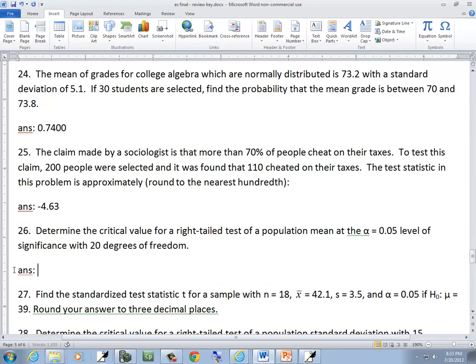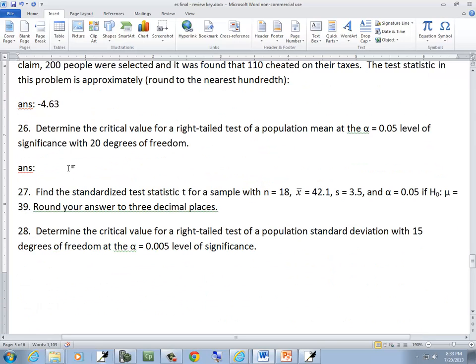Since it is a multiple choice final exam, I can't ask you to do an entire claim, so I'll just ask you to do a little piece. Okay. Number 26. Determine the critical value for a right-tailed test of a population mean at alpha is equal to 0.05 level of significance with 20 degrees of freedom.